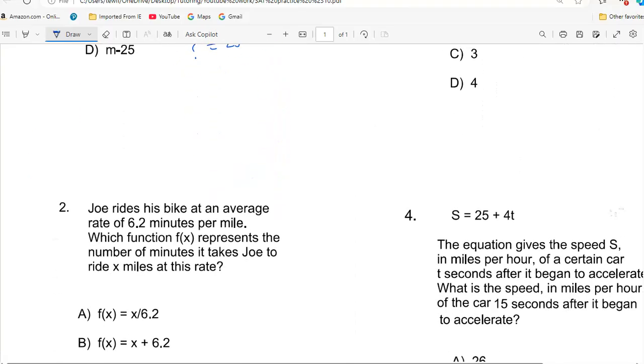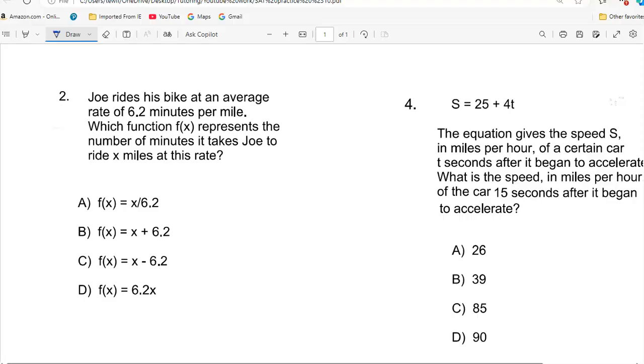For the second one, Joe rides his bike at an average rate of 6.2 minutes per mile. Which function f of x represents the number of minutes it takes Joe to ride x miles at this rate? So similar to the first one, we can make a proportion, right? So for this one, we're going to make a proportion for the time to the distance.